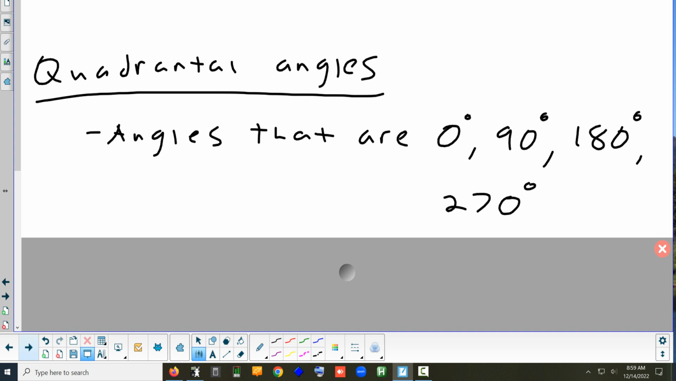So the 4 angles that we dealt with yesterday, these are the only 4 that you know how to find the coordinate for, or at least that I've taught you how to do right now: 0, 90, 180, and 270. Since all of those angles land exactly on an axis, and the axes divide the coordinate plane into quadrants, we call these angles quadrantal angles because they're in between all the quadrants. Being on an axis is not in a quadrant.